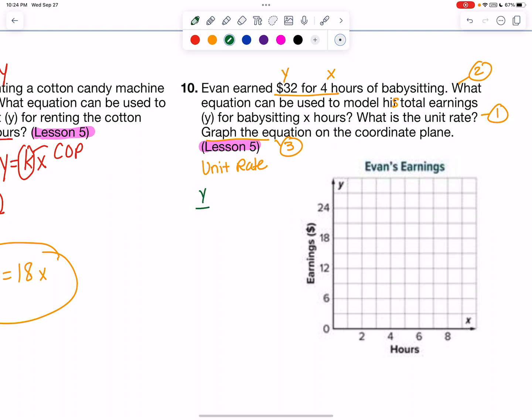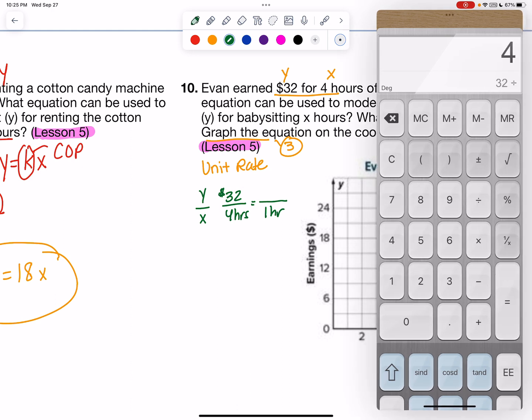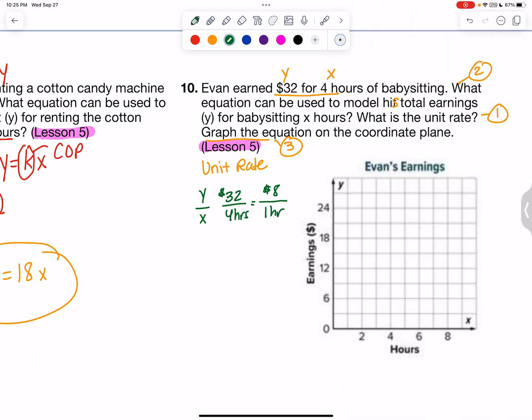To find the unit rate, remember we do y over x, and my y over x is $32 per 4 hours. So let's make the unit rate. How do we make unit rates? Numerator divided by the denominator. That answer goes on top, and we need to make sure everything's labeled. So here's my unit rate, and remember, what is this? This is our COP. It's also the variable k in our equation.